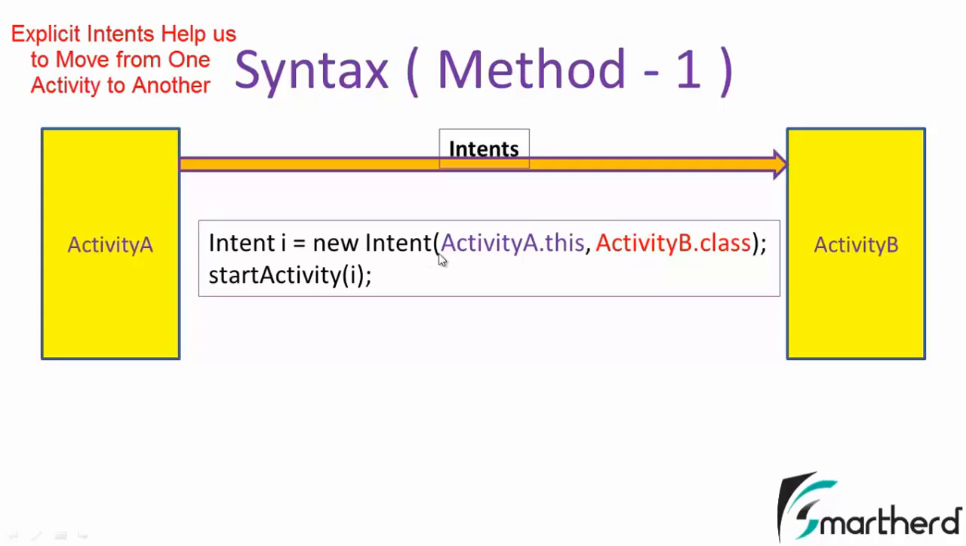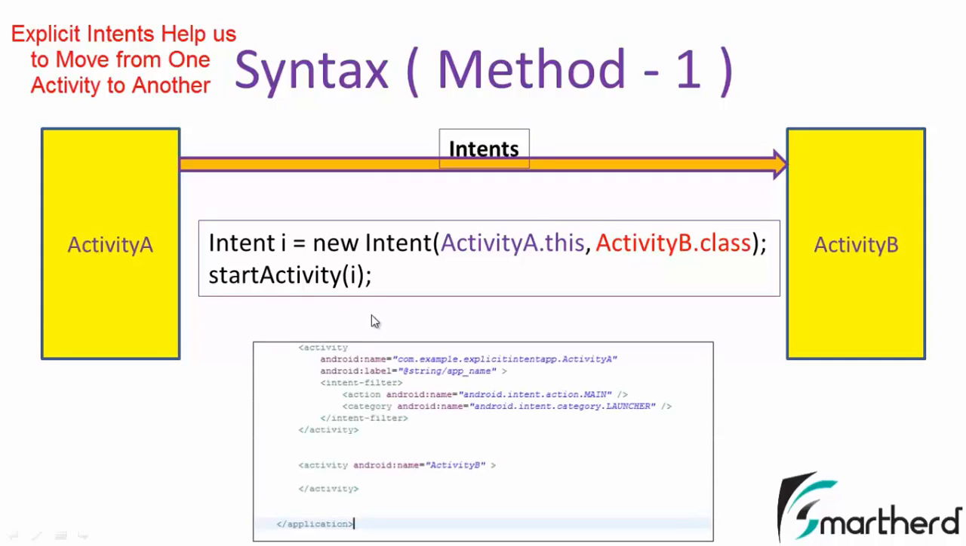Within the brackets we have two parameters. The first parameter represents the context, from which activity we are moving. Here we are migrating from activity A to activity B, so we have to write the context as ActivityA.this. Now to which class are we moving? We are moving to class activity B, so we have to write ActivityB.class, right? Pretty simple. To make this action happen we have to write startActivity(i), right?